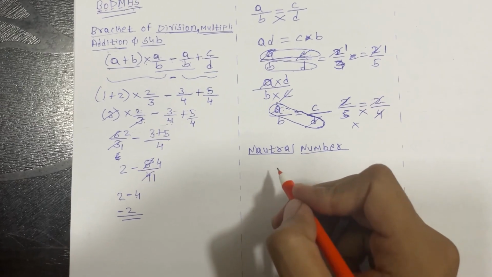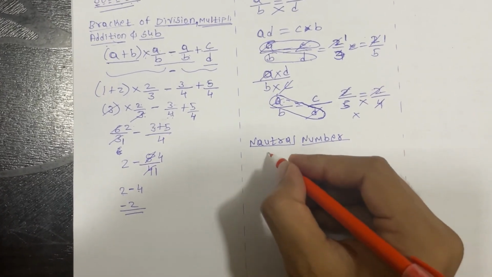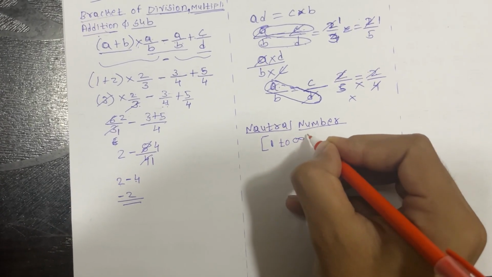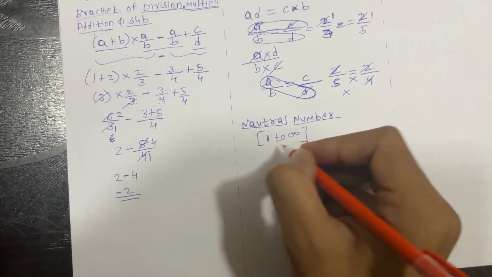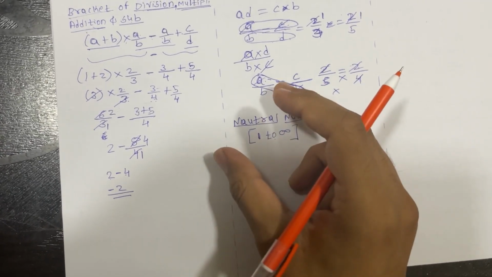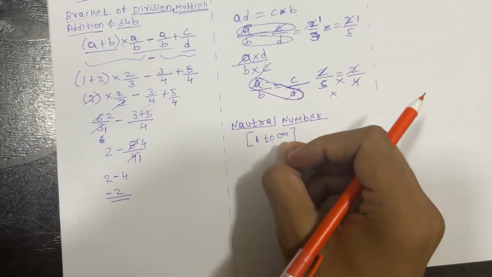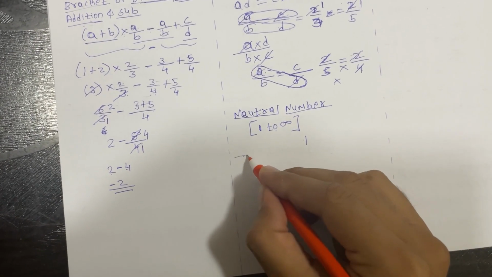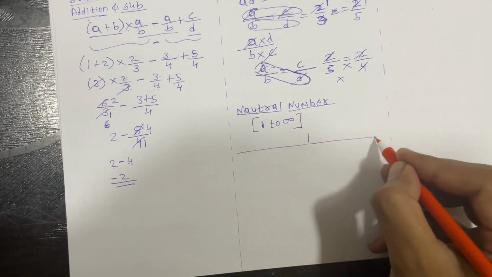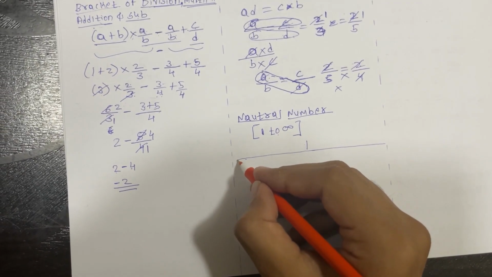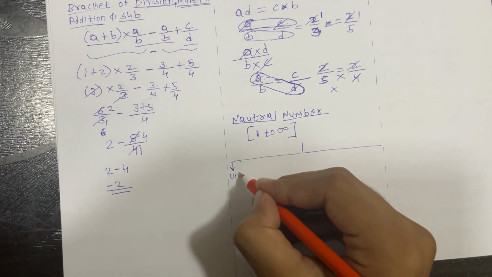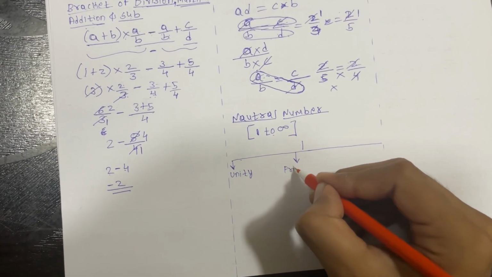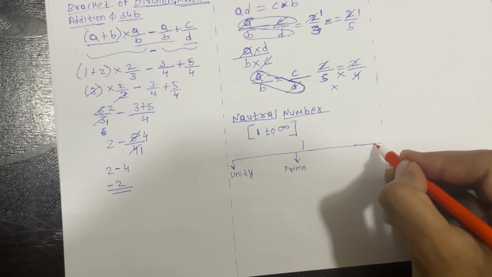So what are natural numbers? Natural numbers are numbers which range from 1 to infinity, positive. So those are called natural numbers. 0 is not included in natural numbers. And then further, natural numbers are classified into three types: one is unity, another is prime numbers, and another is composite numbers.